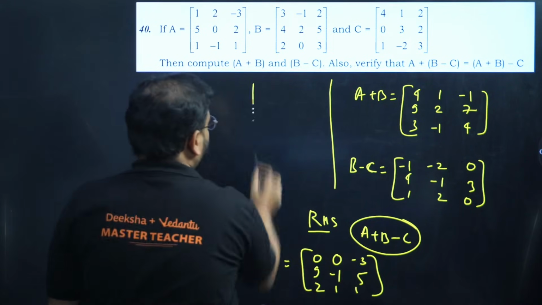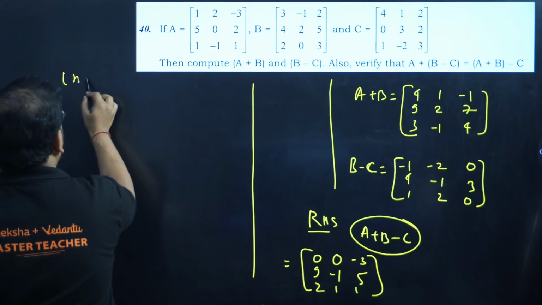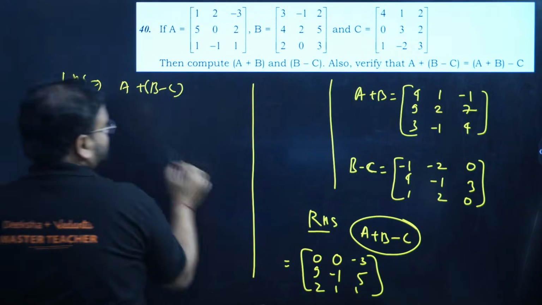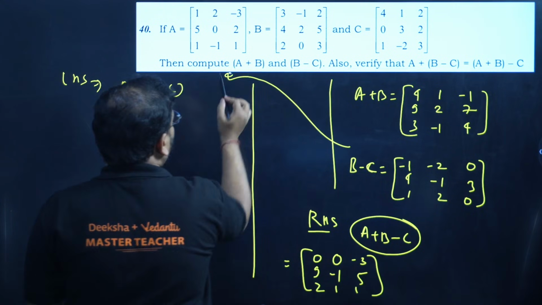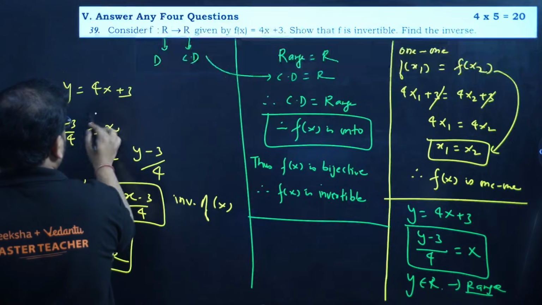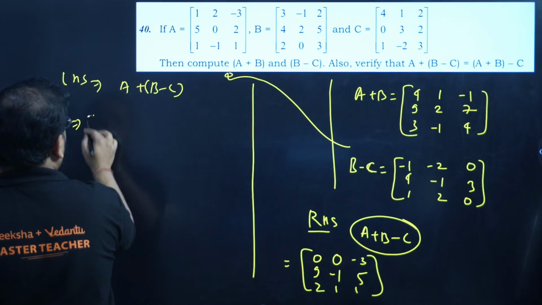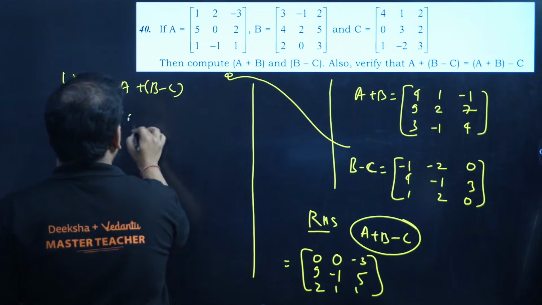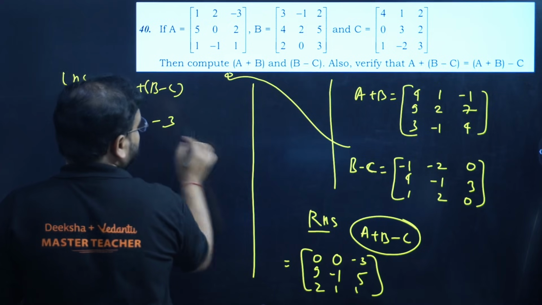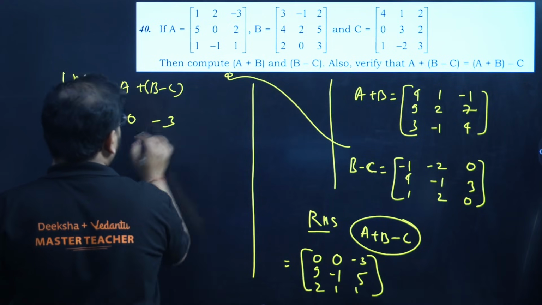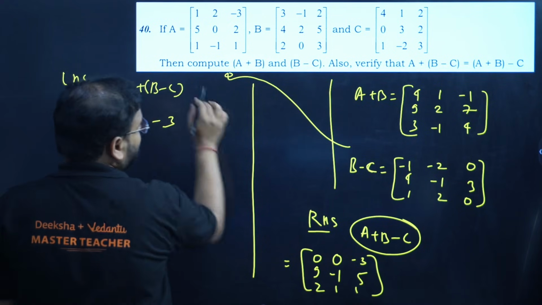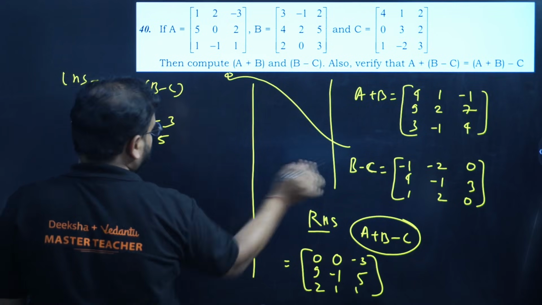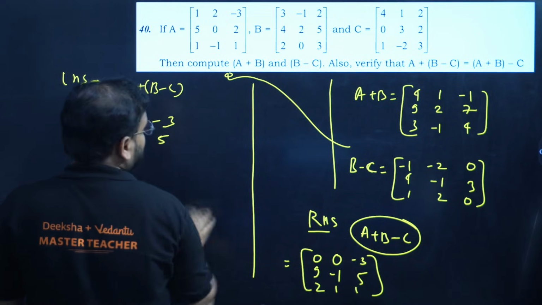Now the last one, the LHS part. LHS part is a plus (b minus c). So in the b minus c, you add a over here. So you check this out. Add it. Minus 1, 1, 0. 2 and minus 2, 0. Minus 3 and 0 is minus 3. 4 and 5 is 9. 0 and minus 1 is minus 1. 2 and 3 is 5. 1 and 1 is 2. Minus 1 and plus 2 is 1. And 1, 0 is 1.